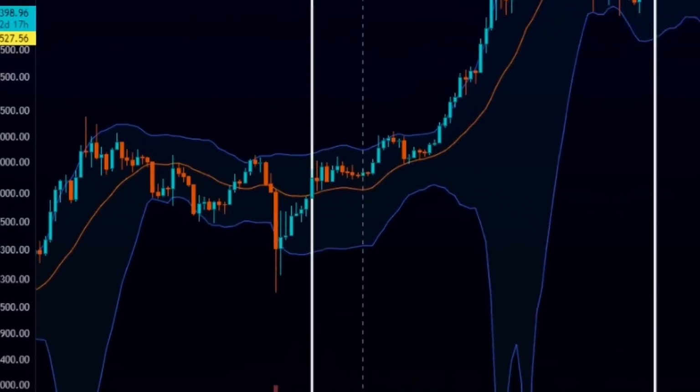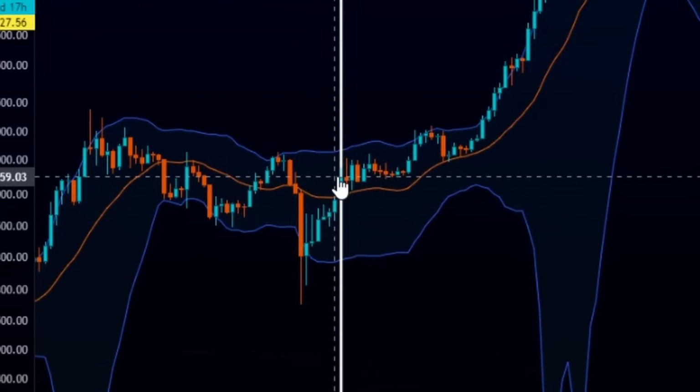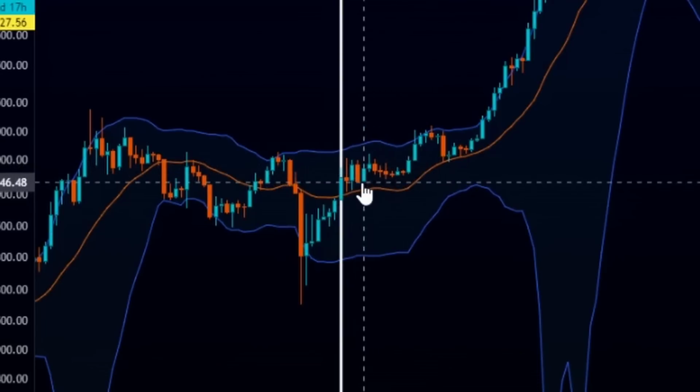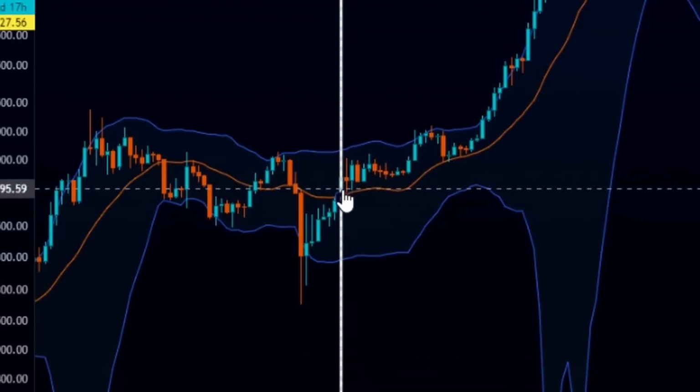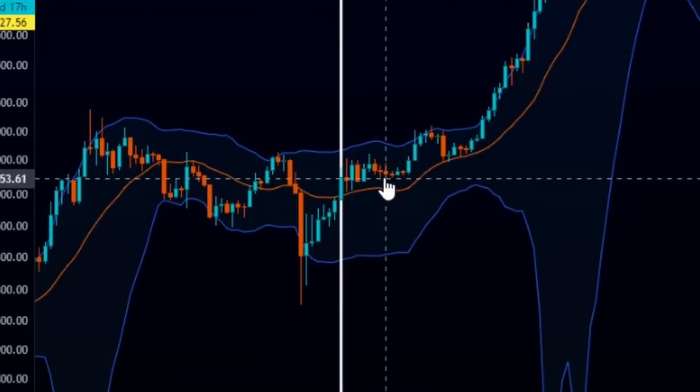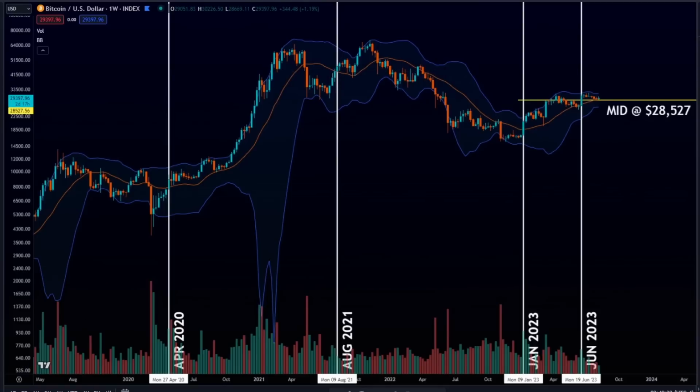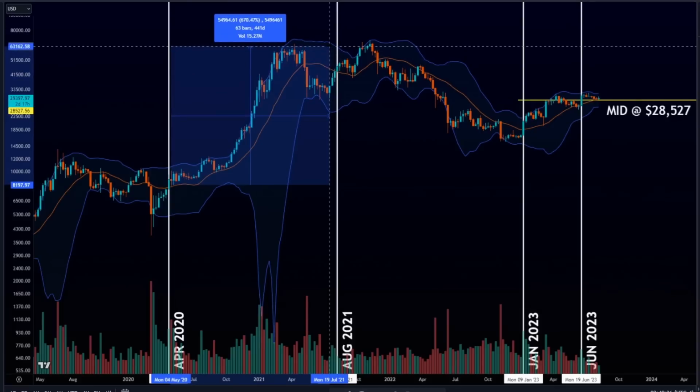For instance, right here, April 2020, we took out the mid and consolidated over the midpoint for weeks on end. That put in a bull flag and then we broke to the upside. That was a good move from around $8,000 all the way up to $60,000, a good 670% on that move, keeping you on the right side of the market even when things were looking boring.